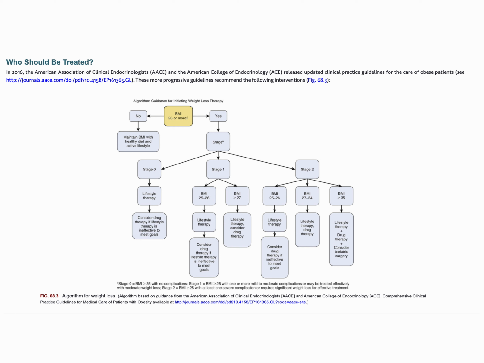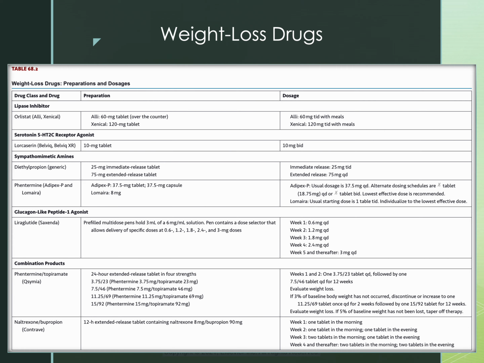In stage 2, you can consider, if a patient is over BMI of 27, within the range of 27 to 34, drug therapy can be considered with lifestyle therapy, and anything over 35, lifestyle therapy, drug therapy, but also you might want to consider bariatric surgery. Again, this is for patients that need to lose about 100 pounds or more of weight.